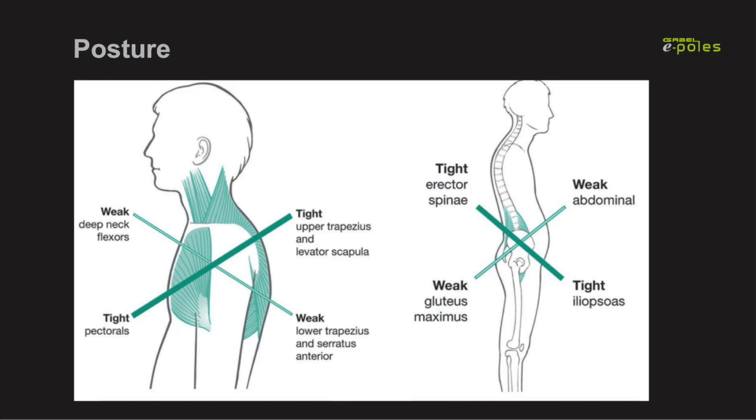In the second picture, we can see the lower cross syndrome, a condition in which there are tight and weak muscles. The gluteus muscles and the abdominal muscles are inhibited, and the hip flexors and the extensors of the lower and mid back are engaged too much.